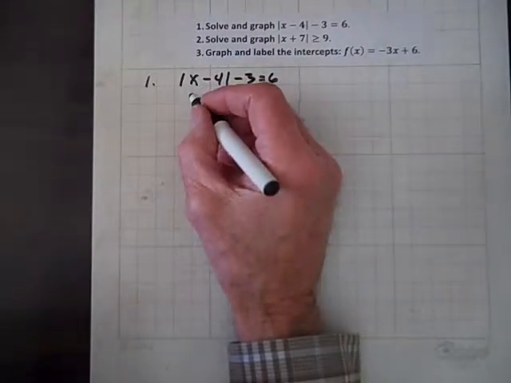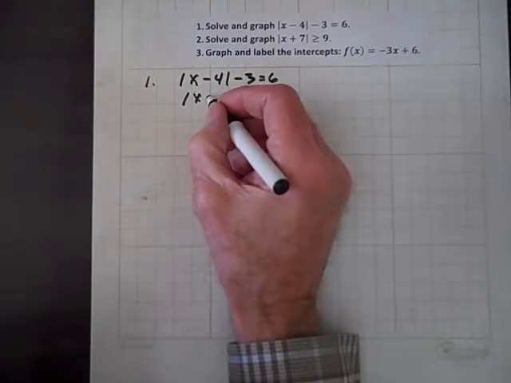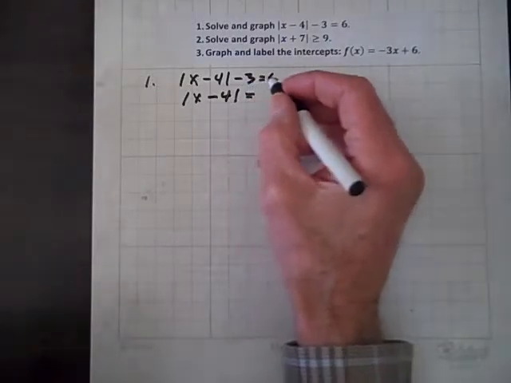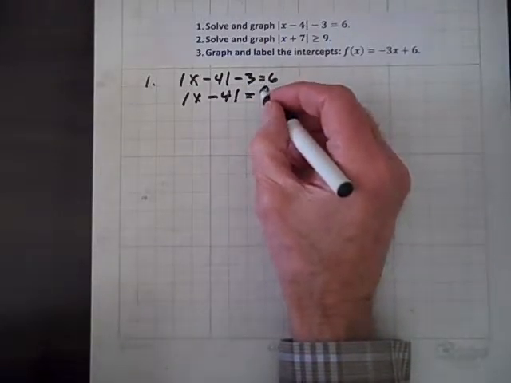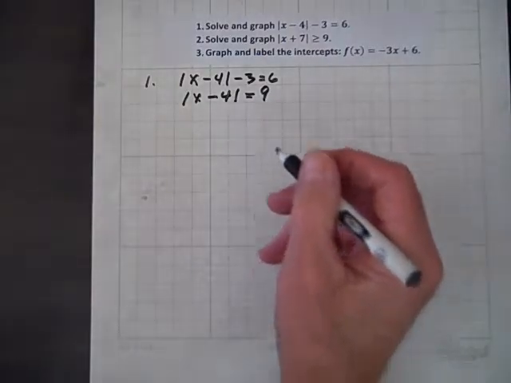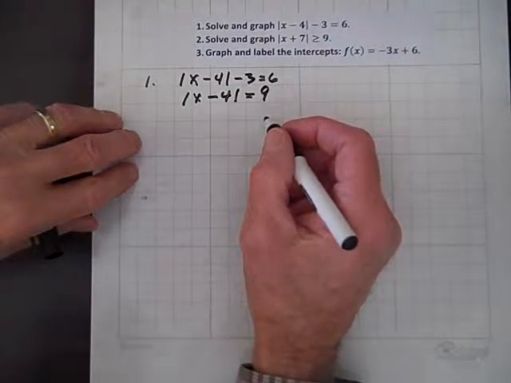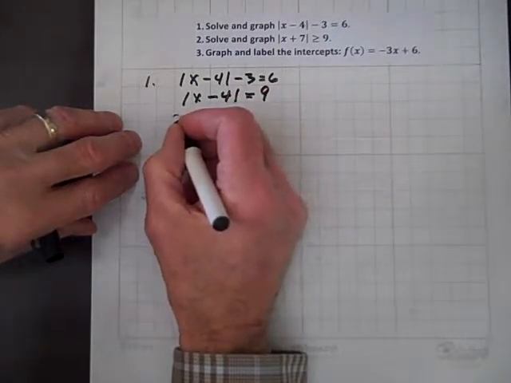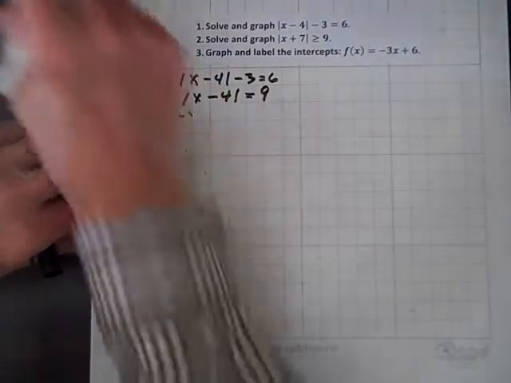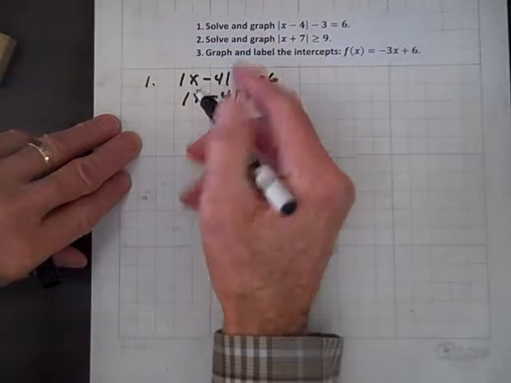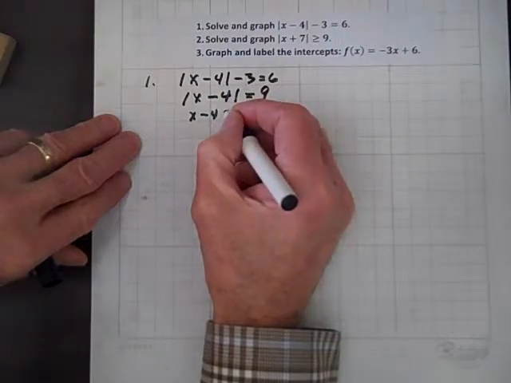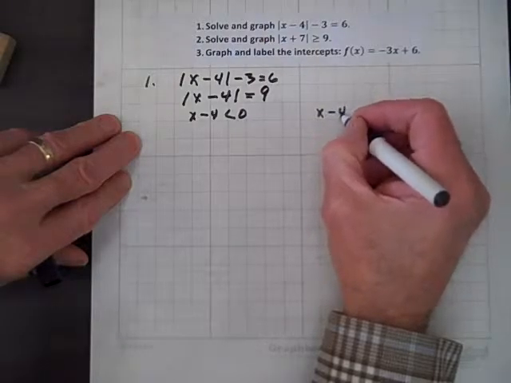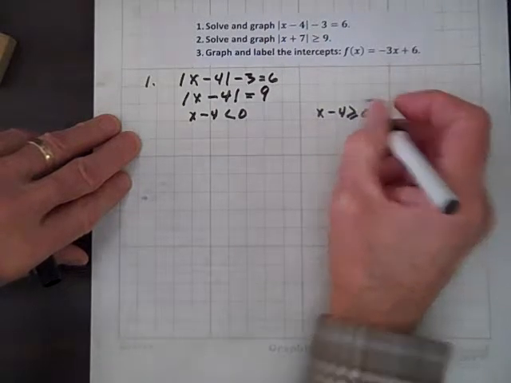So we'll add 3 to both sides, and we get the absolute value of x minus 4 equals, and 3 minus 3 is 0, and 3 plus 6 is 9. Now, we have to dispense with those absolute value bars, so to do so, we've got to look at two cases. The case where x minus 4 is less than 0, and the case where x minus 4 is greater than or equal to 0.